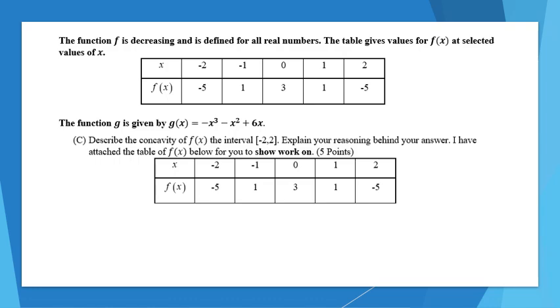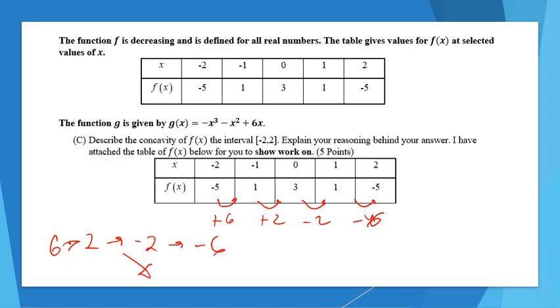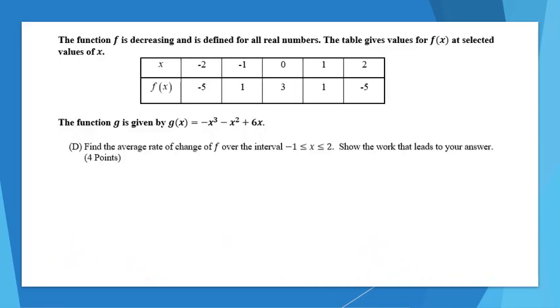C, determine the concavity. We kind of did this in a multiple choice question, but let's do more practice. So here we take a look: +6, +2, -2, -6. This is going from 6 to 2 to -2 to -6, so this is decreasing. So here I would want you to say it is concave down because the rate of change is decreasing. And that should be your answer.